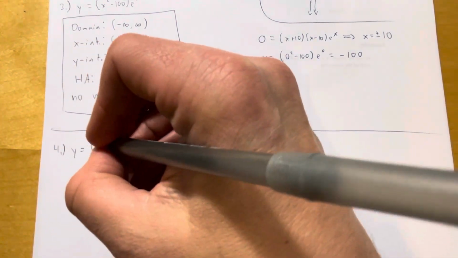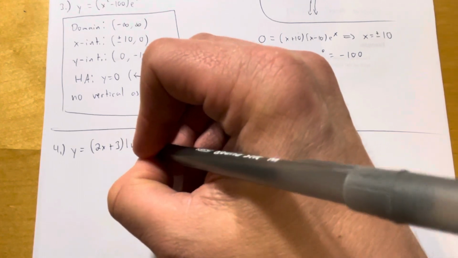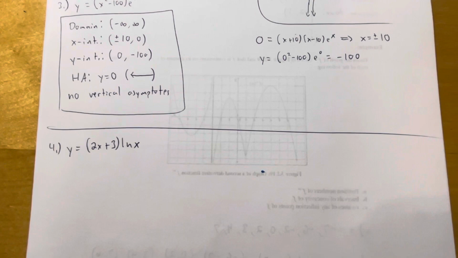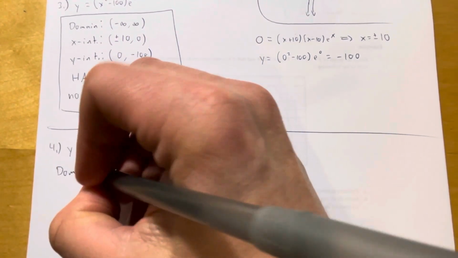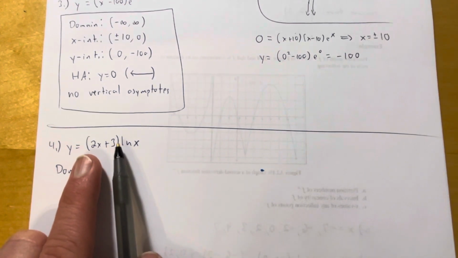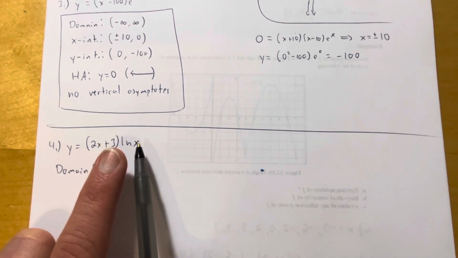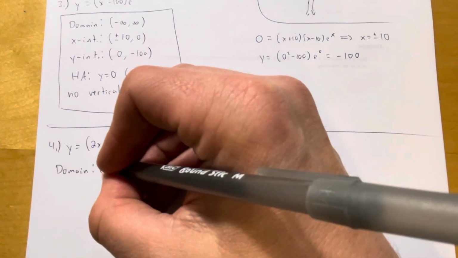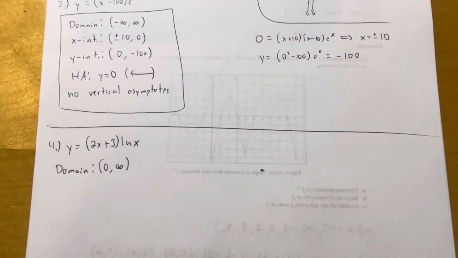Y equals 2x plus 3 times the natural log of x. I want to try and find all this information again, starting with the domain. So this function is equal to a linear function, which has a domain of all real numbers, times a natural log function, which has a domain of only the positive real numbers. That implies that the domain here is also only the positive real numbers, the interval from 0 to infinity.